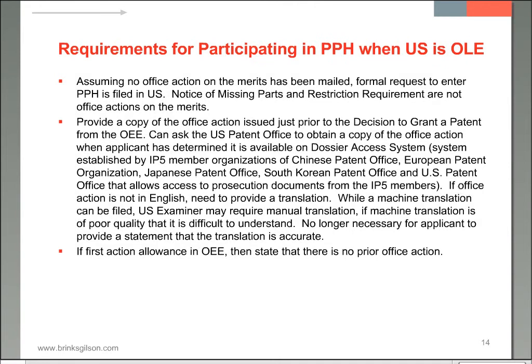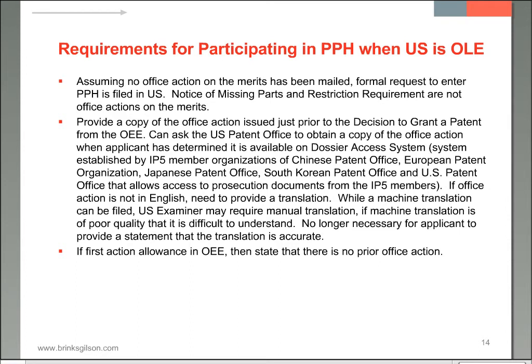Okay, the present slide presents requirements to have a later examined application filed in the U.S. enter the PPH. In such a case, the PPH is available if the Office of Earlier Examination has an office action with one or more allowed claims that are rendered prior to the mailing of an office action on the merits in the U.S. Now, a missing parts paper or a restriction requirement in the United States would not be considered an office action on the merits.